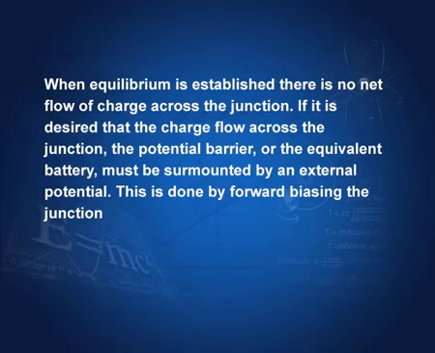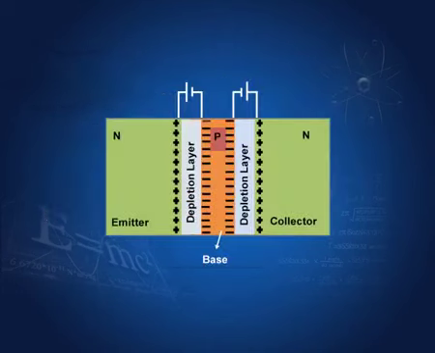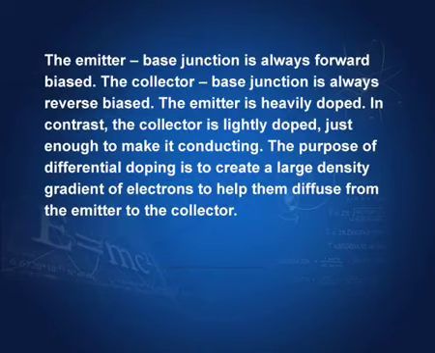If it is desired that the charge flows across the junction, the potential barrier or the equivalent battery must be overcome. This is done by forward biasing of the junction. This we have learned. You see, if I want the charges to go from here to here, I must overcome this potential barrier. If I want charges to go from here to here, I must overcome this potential barrier, and these potential barriers are overcome by giving various biases, forward bias or reverse bias. The emitter base junction is always forward biased. I will show you in a moment. The collector base junction is always reverse biased.